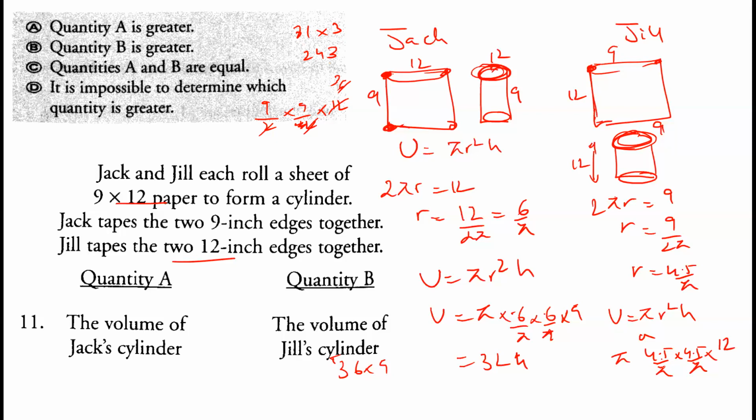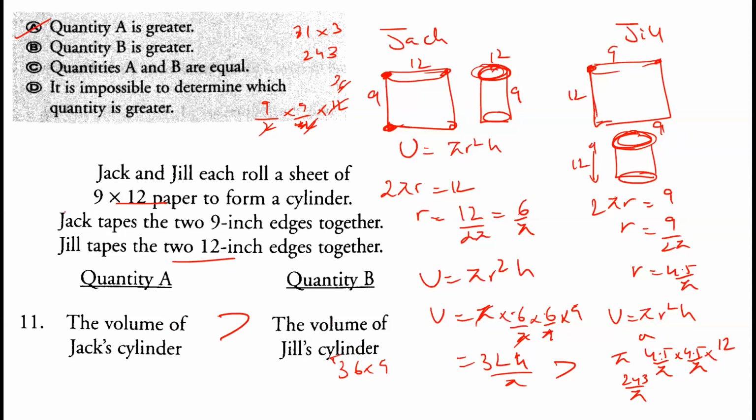It would be 243 over pi. So this would be 324 over pi, and this would be 243 over pi. We know that 324 over pi would be greater. Hence, the volume of Jack's cylinder would be greater than the volume of Jill's cylinder. So option A is correct.